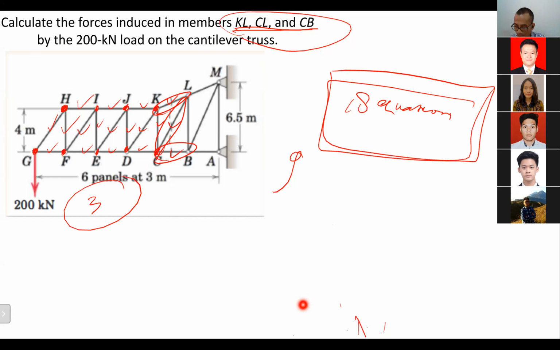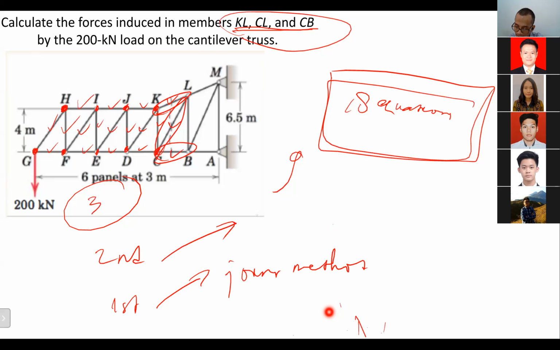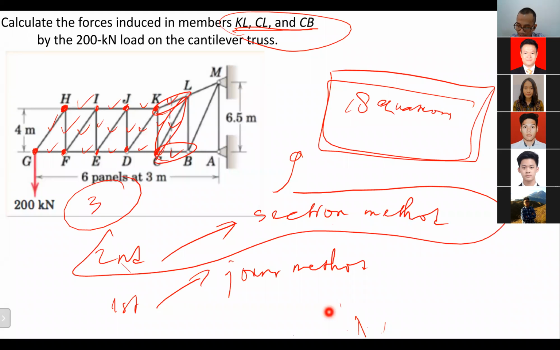That's why we come to the second method. The first method is the one that you already mastered, the joint method. The second method is the section method. This is the one that I will teach you in the remaining 15 to 20 minutes.